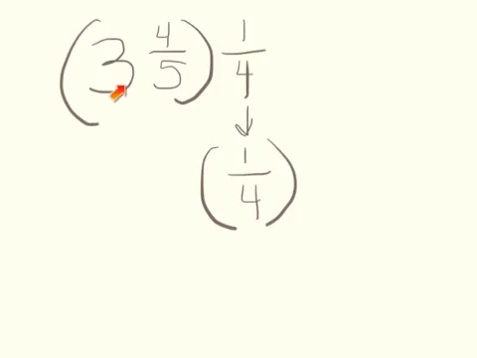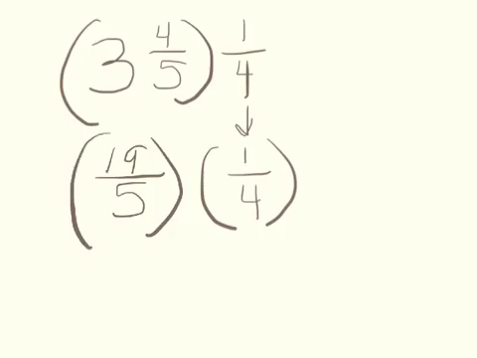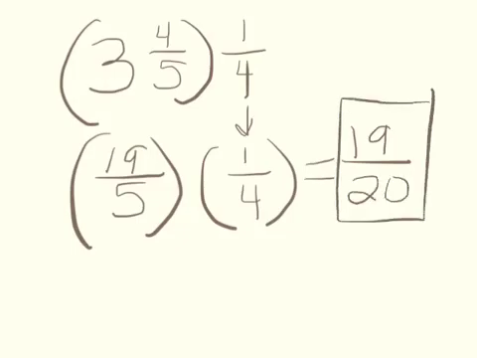5 times 3 is 15. 15 plus 4 is 19. And the denominator stays the same. I look for opportunities to cross cancel. I don't see any. So now I'm going to go ahead and multiply. 19 times 1 is 19. And 5 times 4 is 20. And it's already simplified, so I am done.